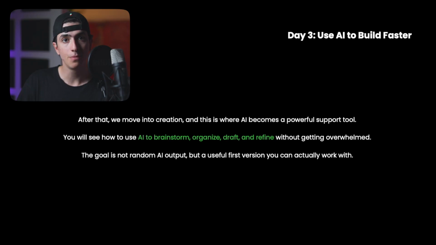Then in day three, we will utilize the power of artificial intelligence to start building your product faster. So we'll move into creation. This is where AI completely automates and streamlines this whole process. I'm going to show you how to use AI to outline your target avatar, brainstorm, organize, draft, and refine your digital product without getting overwhelmed. And this is the step where you will see the real power of AI. After you've understood the theoretical part, you will see that AI will come and completely skyrocket your productivity in this whole digital product creation process.